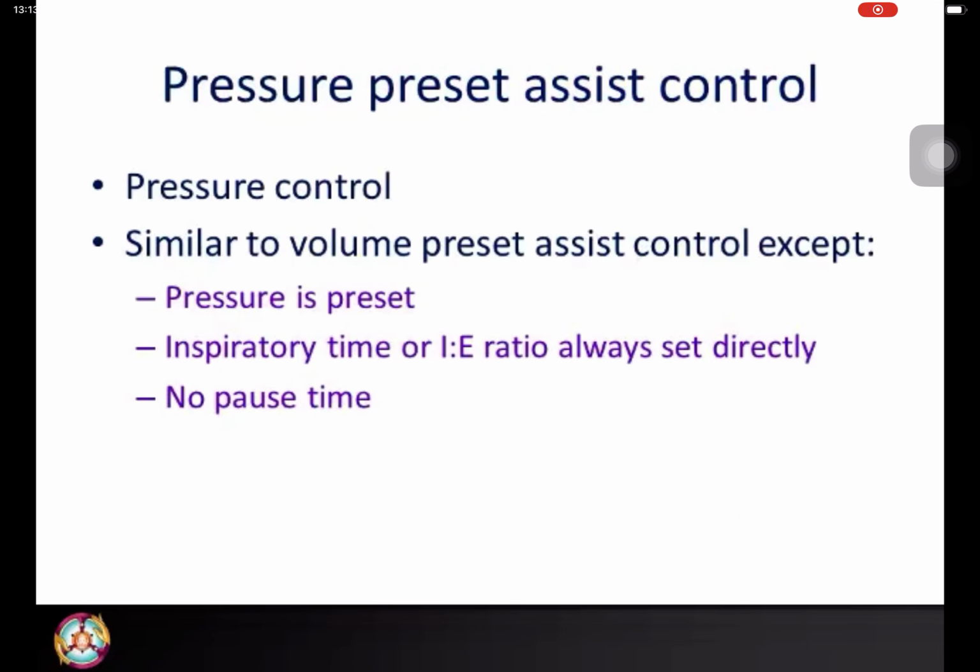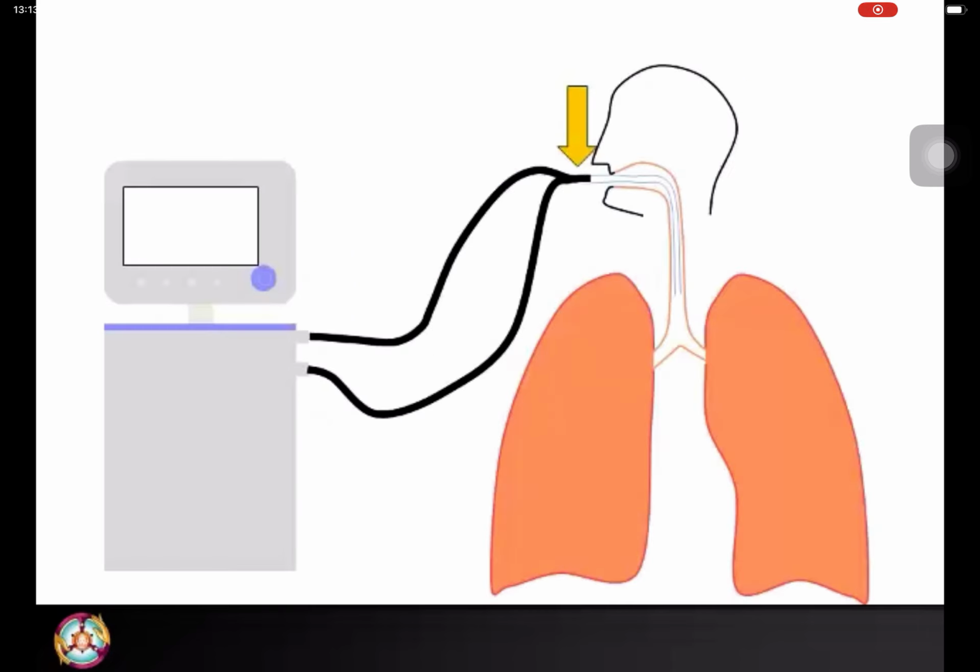Pressure preset assist control is essentially the same as volume preset assist control ventilation, except the pressure is preset instead of the volume. The inspiratory time or IE ratio are always set directly, and there is no pause time. Note that the pressure is applied to the proximal end of the endotracheal tube and is not necessarily the pressure in the alveoli.